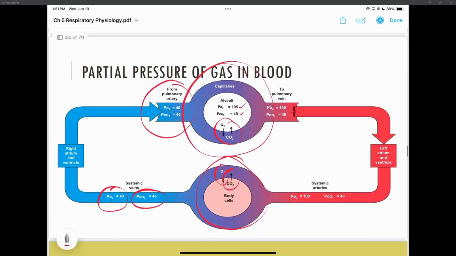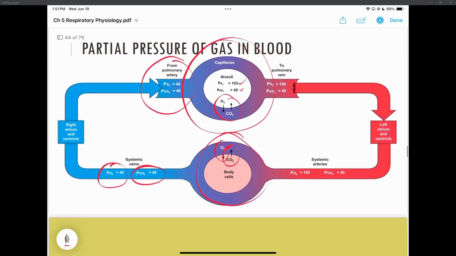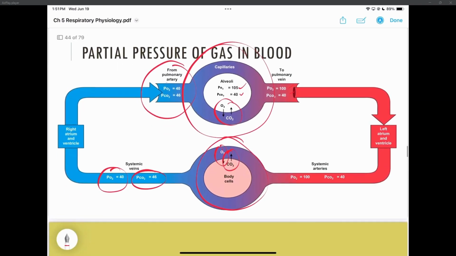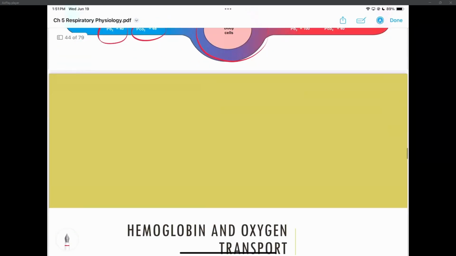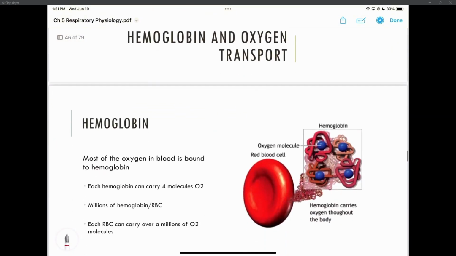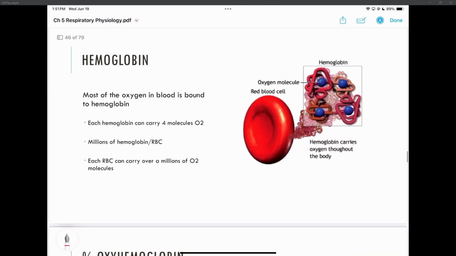That's pretty much it on pressures of gas. As long as you understand that there has to be a diffusion gradient going in those directions. Understand we have to get rid of CO2, so CO2 has to diffuse into the lungs. We need O2, we have to get it into the bloodstream. So how do we get all this transport to occur?